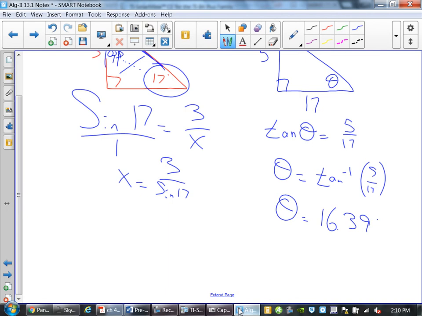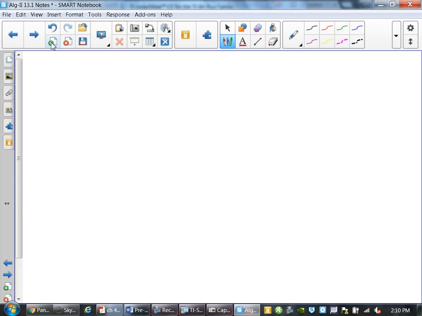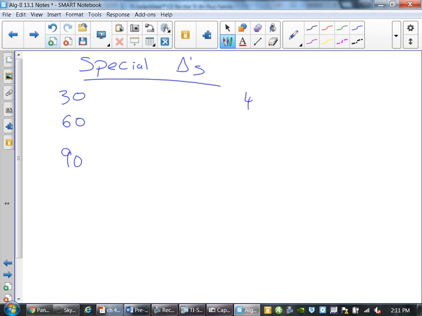Okay. All right. Now the other thing that you guys did were your special triangles. You had your two special right triangles. You had the 30, 60, 90, and the 45, 45, 90. Now I know that Seb did this a little bit differently than I did. Seb used the P's and Q's. I set it up a little bit differently.